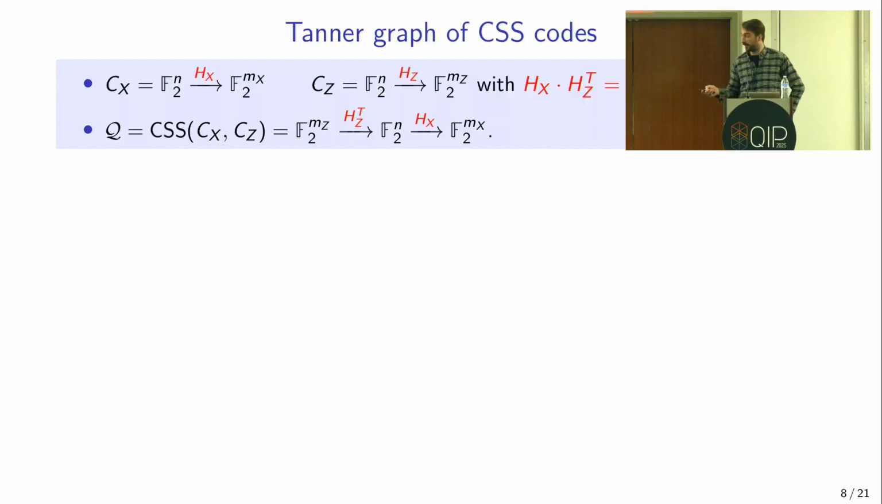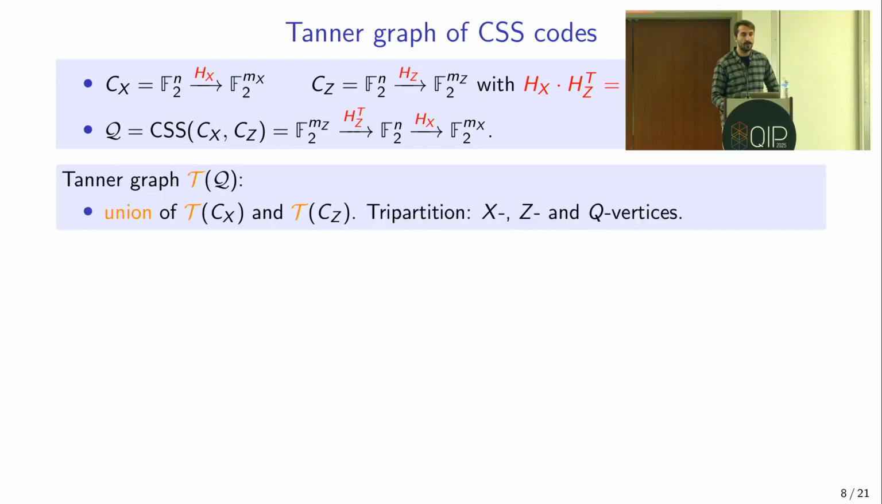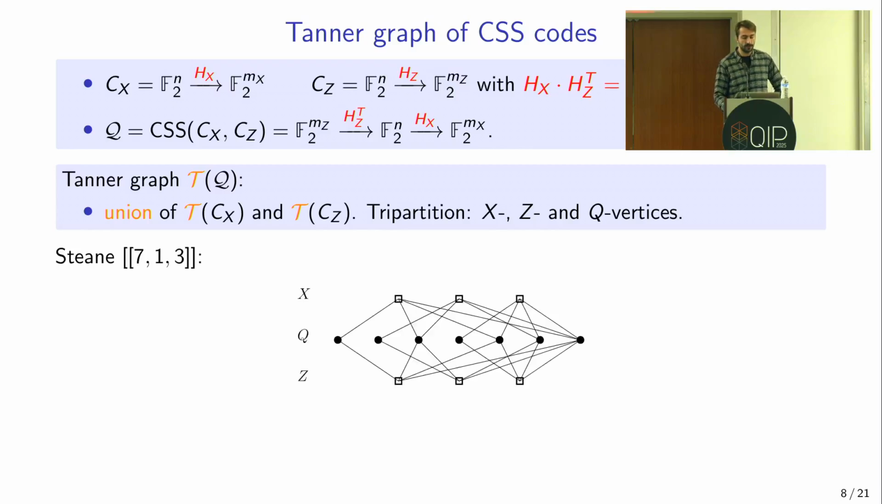In this talk, our setting is that a code is a length 3 complex built from two classical codes which have this orthogonality property. The Tanner graph of a quantum code is just the union of the Tanner graphs of the two classical codes C_X and C_Z. Here is an example of the Tanner graph of the Steane code, with X and Z vertices as squares and qubits as black dots.